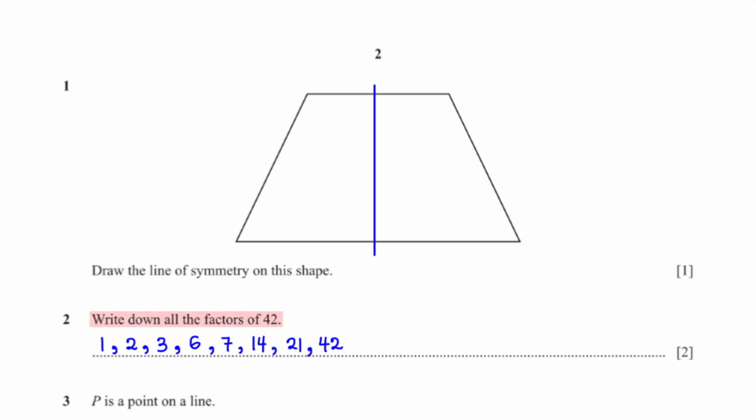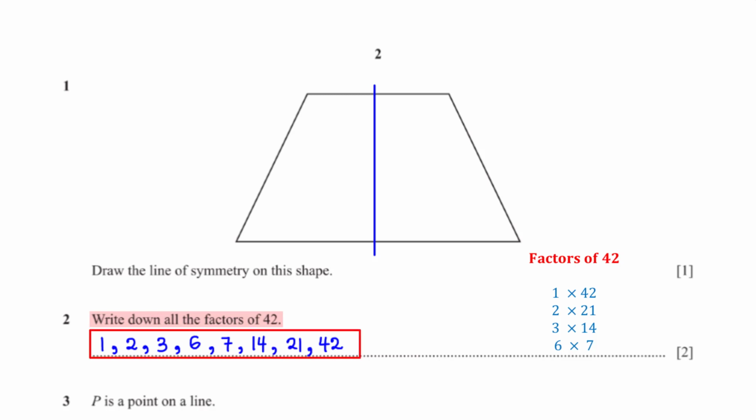Write down all the factors of 42. One of the ways to find the factors of 42 is by listing the numbers that multiply to give us 42. After doing this, we see that the factors of 42 are 1, 2, 3, 6, 7, 14, 21, and 42.